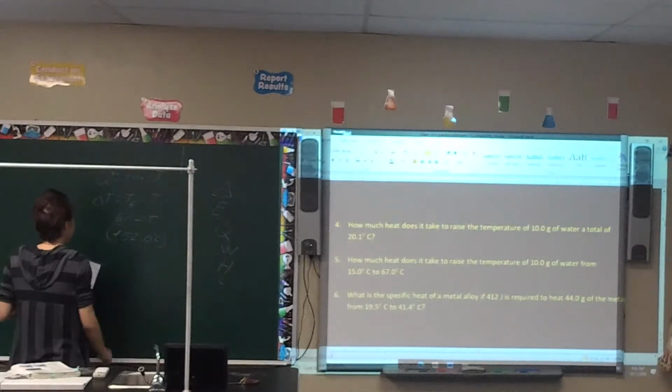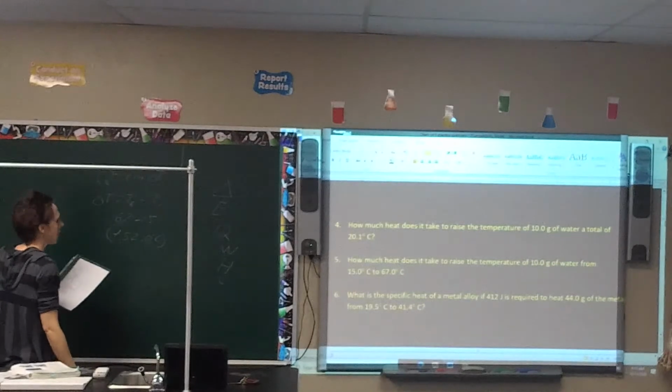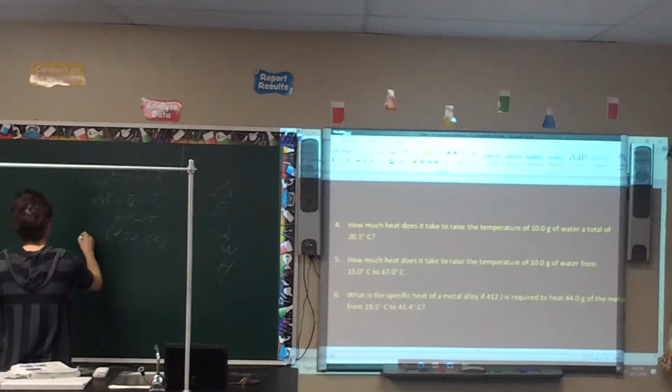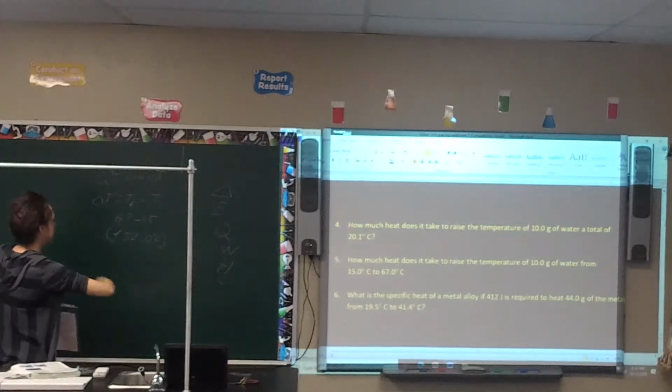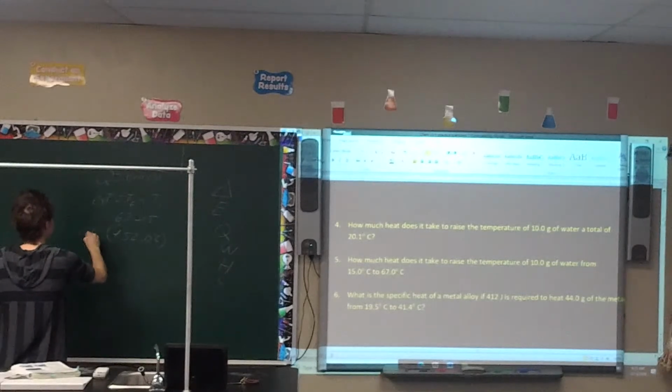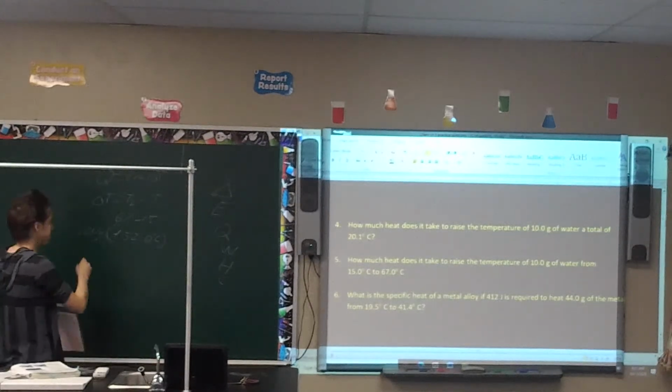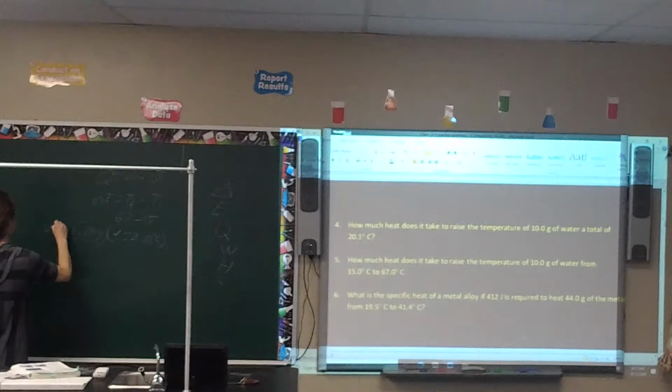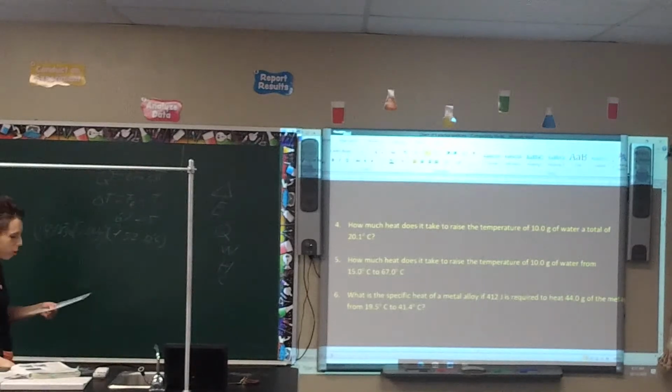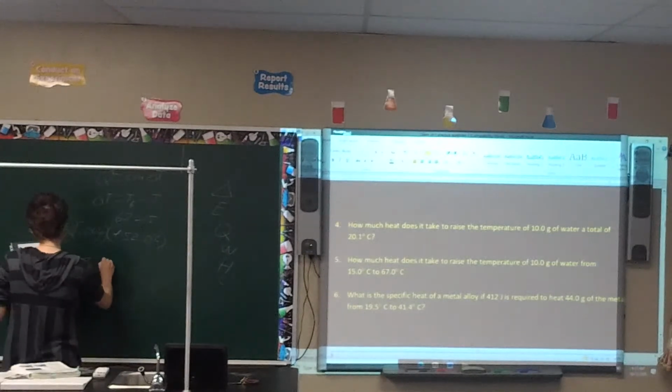So positive 52.0 degrees Celsius times the specific heat of water times the mass. The mass again is 10 grams. Specific heat is 4.18 joules per gram degree Celsius. Multiply all of these together, what do you get? So 4.18 times 10 times 52.0. You get 2,173.6 joules.